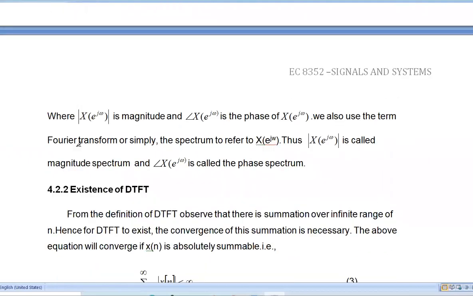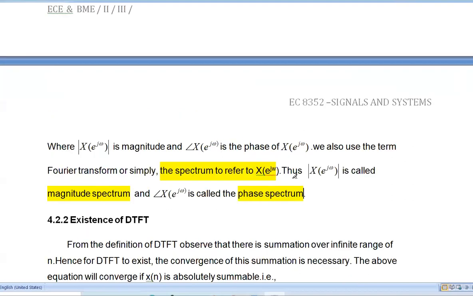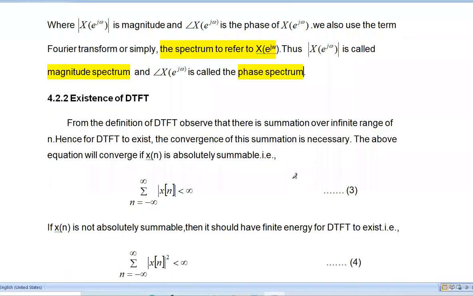Okay, so you see the modulus of X(e^jω) is the magnitude. The angle of X(e^jω) is the phase angle. The modulus of X(e^jω) versus frequency is called the magnitude spectrum. The frequency versus the angle of X(e^jω) is called the phase spectrum. So we may get a magnitude spectrum and a phase spectrum from this X(e^jω). Okay, so that is the thing.